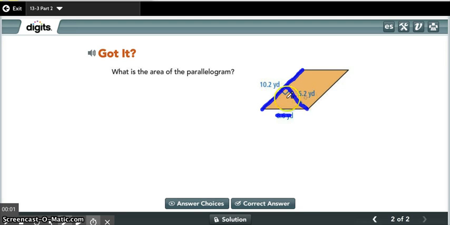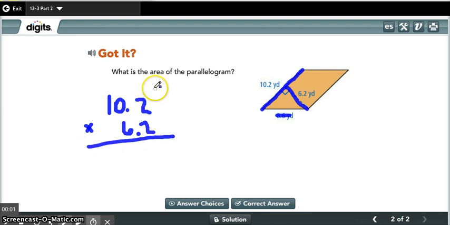So we're going to do 10.2 times 6.2. Remember, when you're multiplying decimals, you don't need to line up your decimals, you just need to line up the farthest digit to the right over here. 2 times 2 is 4, 2 times 0 is 0, 2 times 1 is 2. I'm going to add my placeholder. 6 times 2 is 12. Put my 2 down and carry that 1. 6 times 0 is 0, plus 1 is 1. And 6 times 1 is 6.